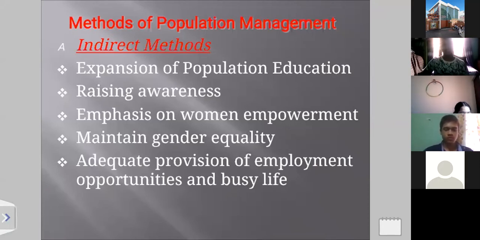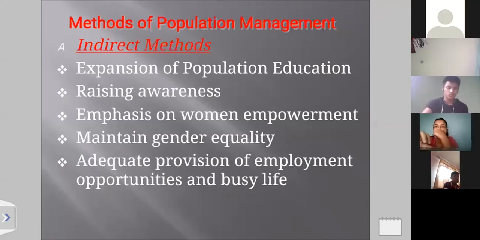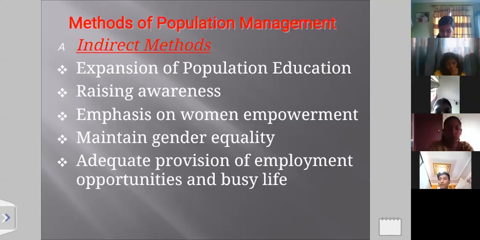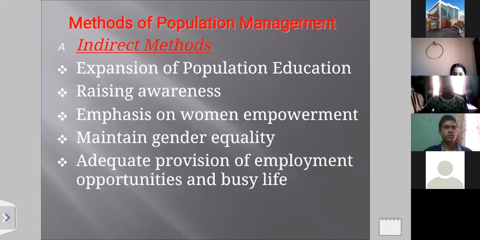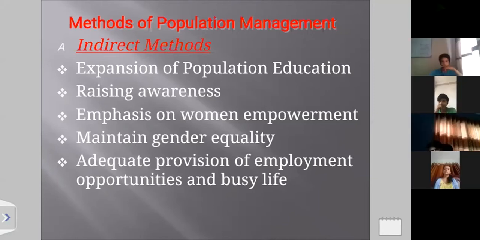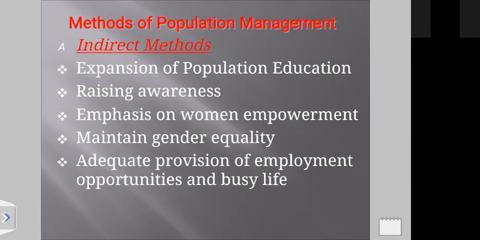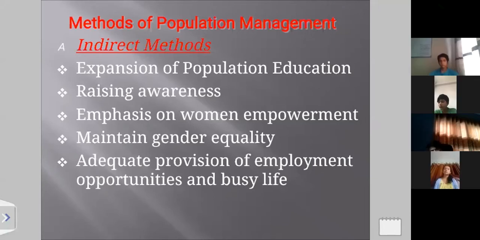Miss Sirisa, once again I want to ask another question. Before discussing indirect methods, I told you some direct methods of population management. Could you please tell me some direct methods of population management? Birth spacing. Yes, birth spacing. Next, delayed marriage. Okay, delayed marriage. Second, controlling population, legal abortion. Okay, legal abortion.